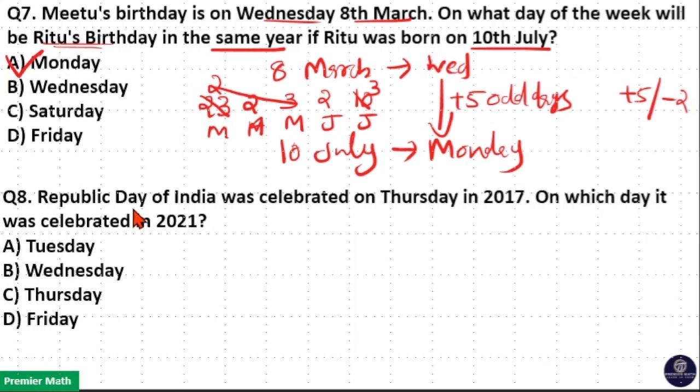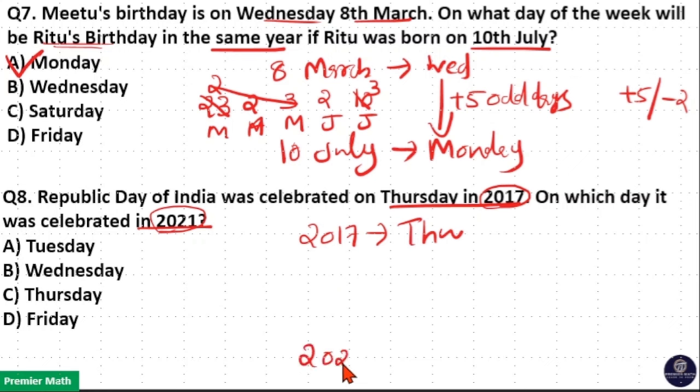Next: Republic Day of India was celebrated on Thursday in 2017. On which day was it celebrated in 2021? Here Republic Day means January 26. So we just have to find the number of odd days between 2021 and 2017. Here in 2017 January 26 it was Thursday. So we have to find what day is 2021 January 26.